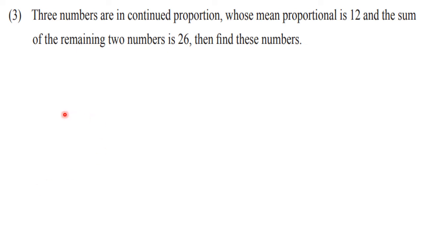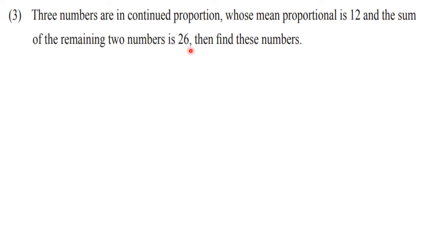Now let's go towards question number 3. Three numbers are in continued proportion whose mean proportional is 12 and the sum of remaining two numbers is 26. Then find these numbers. Okay. So here we are provided with the mean proportional, that means the middle number, that is 12. And the extreme numbers, the remaining two numbers, are not provided. Instead, the condition is given, that is the sum of these two numbers is 26.